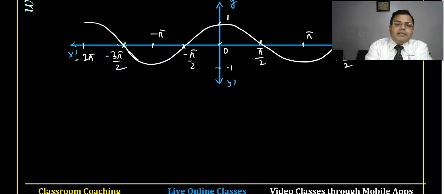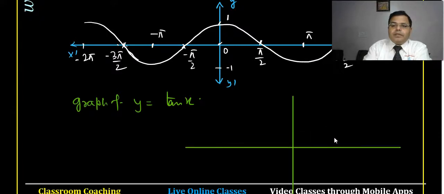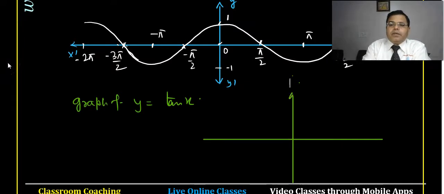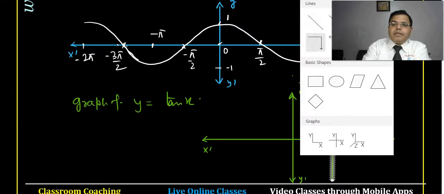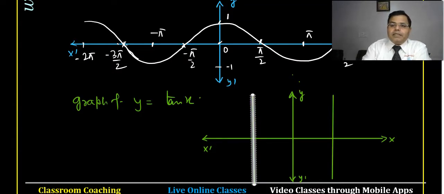And similarly, the graph of tan x, y is equal to tan x. If you plot this between 0 to 2 pi, then what will happen? Think about that. This will be y, this will be y dash, this will be x, and that will be x dash. Here the graph will lie between minus pi by 2 to pi by 2, and there will be another line at minus pi by 2. The graph lies between minus pi by 2 and pi by 2, and since tan at pi by 2 is not defined, the graph will lie like this.